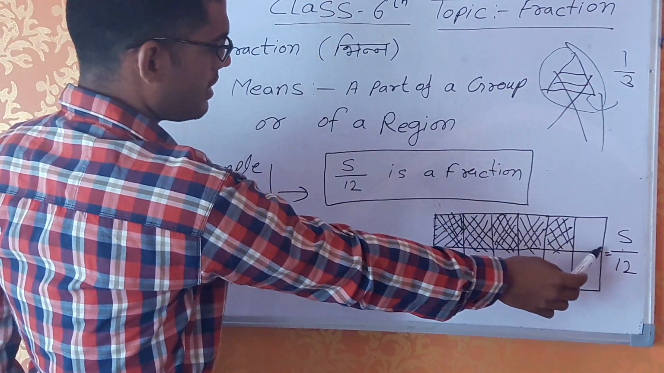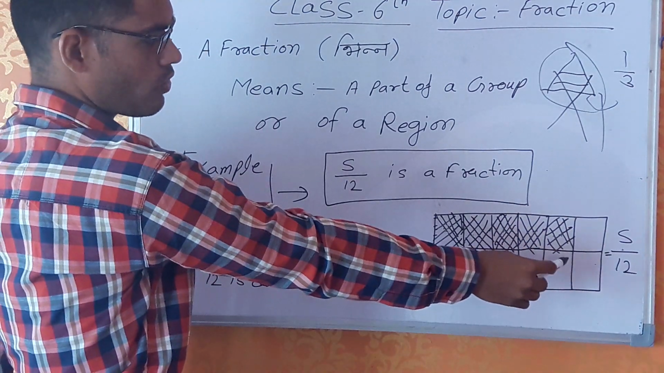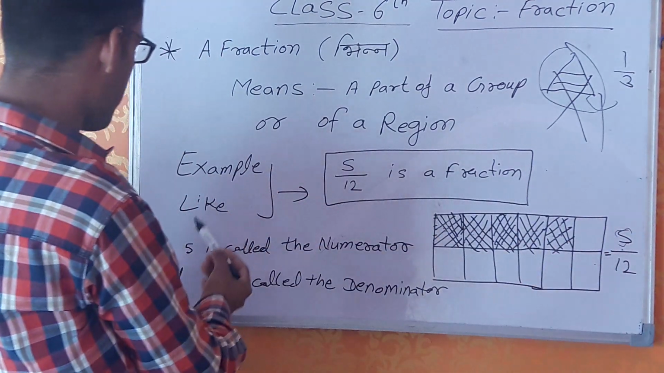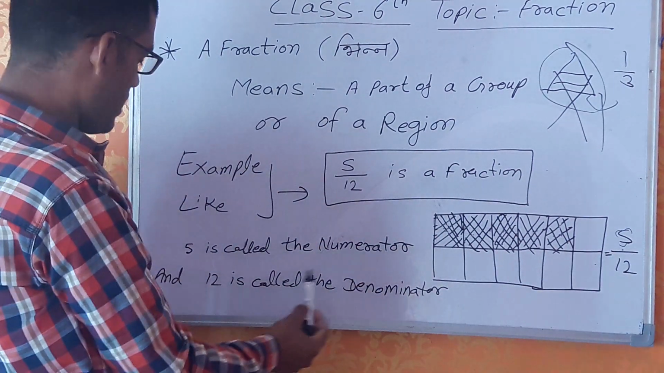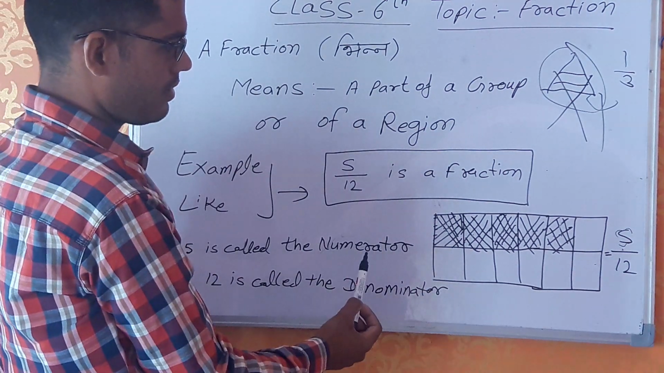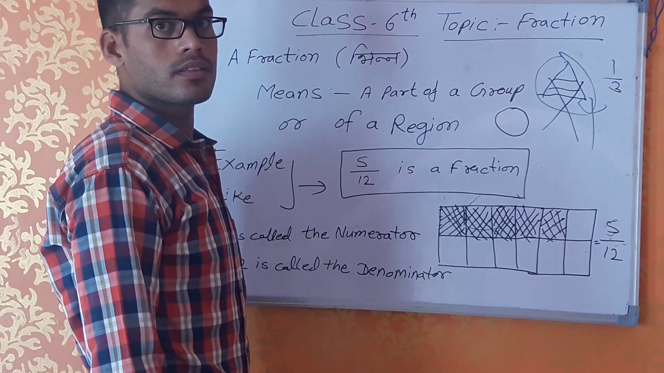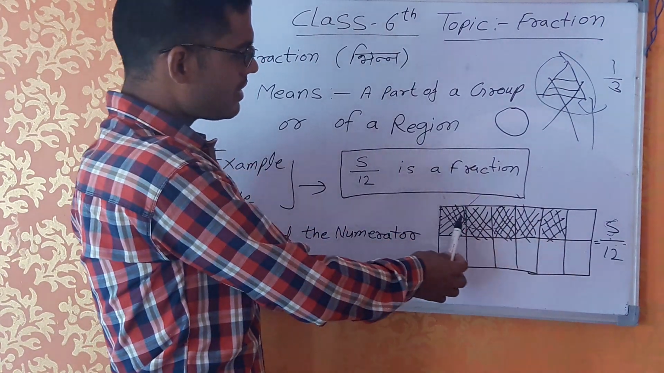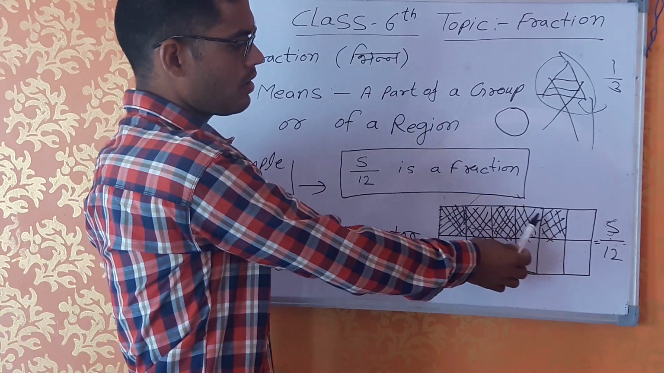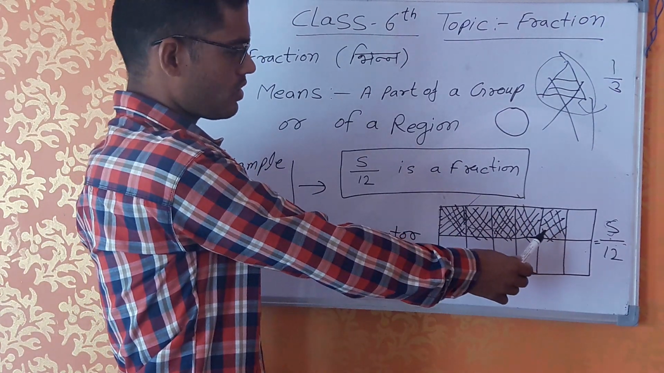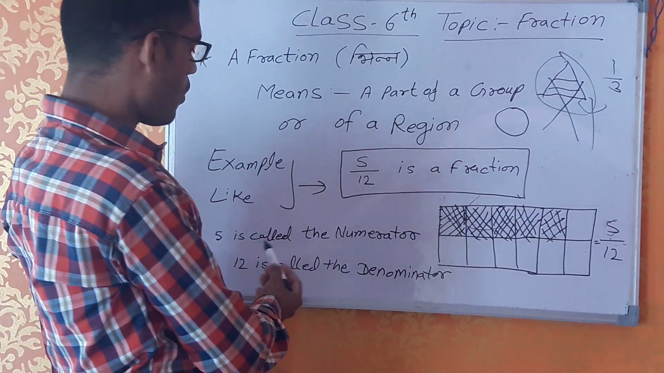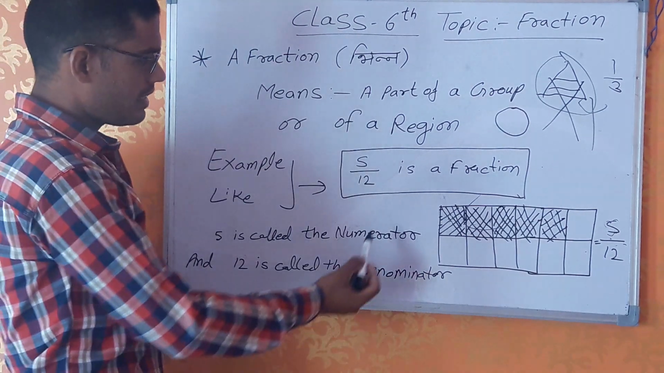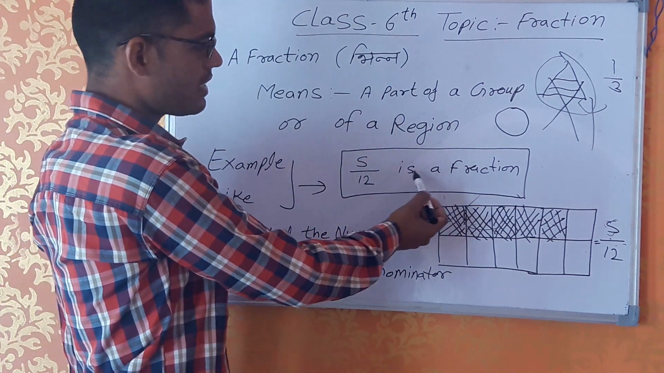The shaded part is a region of 12. Total boxes are 12 and the shaded part is 5. So 5 upon 12. देखो, example: 5 is called the numerator and 12 is called the denominator. We can see the total boxes are 12, the shaded part is 5. The 5 is called the numerator and 12 is called the denominator. That is an example: 5 upon 12 is a fraction.